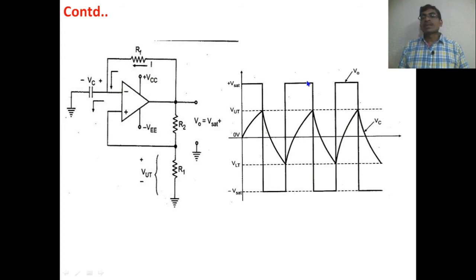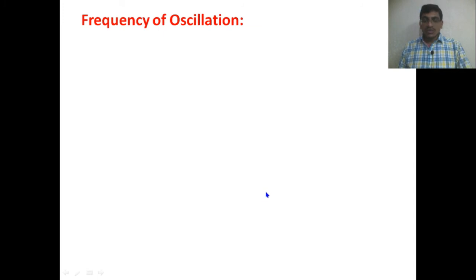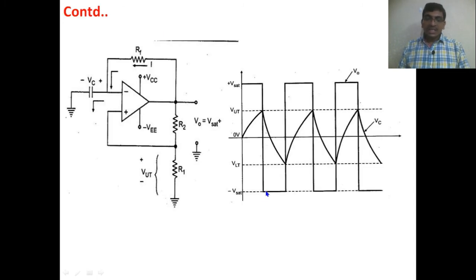Whenever the output is plus V saturation, again the capacitor will start charging towards plus V saturation, and it charges up to the upper threshold voltage, and at the upper threshold voltage the output automatically switches to minus V saturation and the operation repeats. Okay, this is about the operation of the astable multivibrator using the operational amplifier. So now we have to find out the frequency of oscillations, because it is generating a square wave.